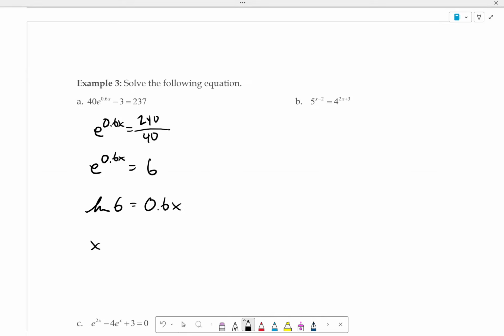Do you see where that 5/3 came from? 0.6 is the same thing as 6/10 or 3/5, right? So to solve for that x, you could just multiply both sides by 5/3. That's nice.